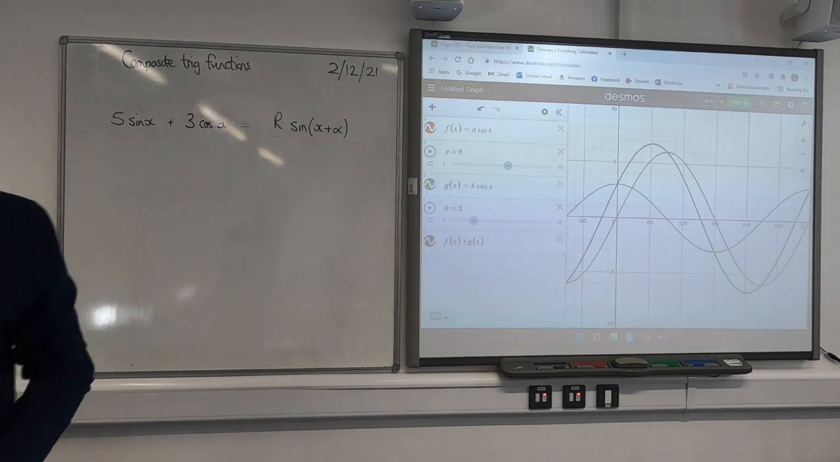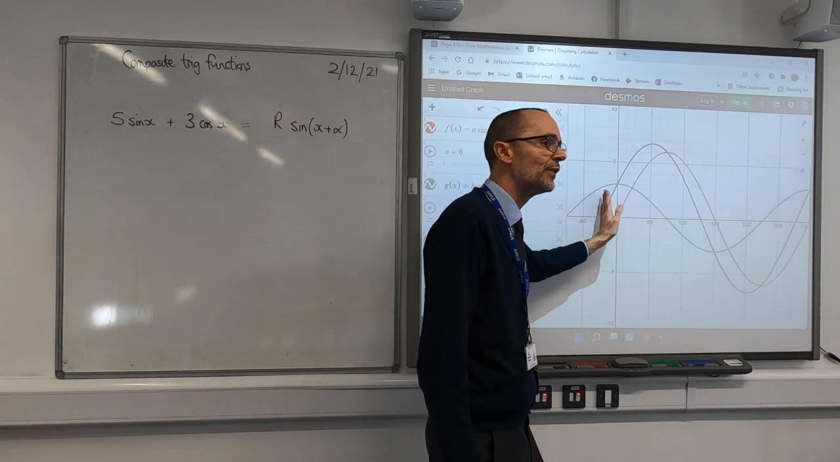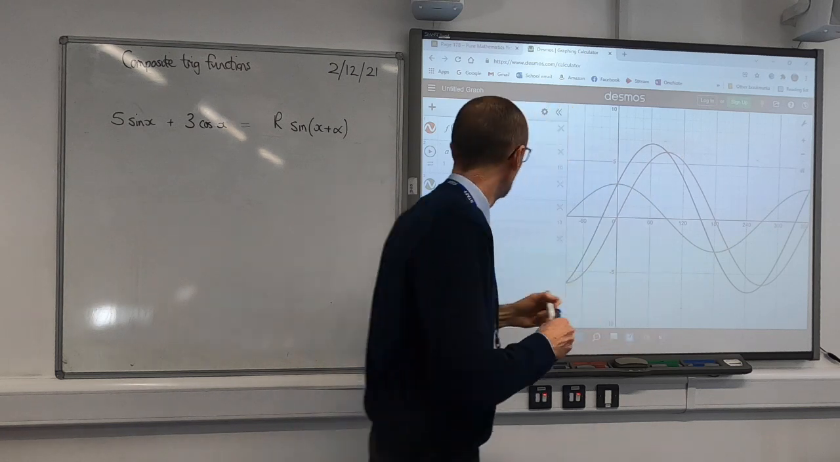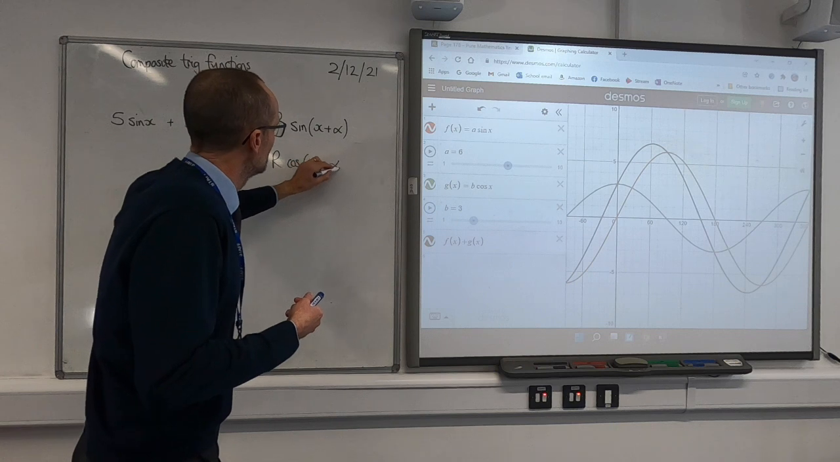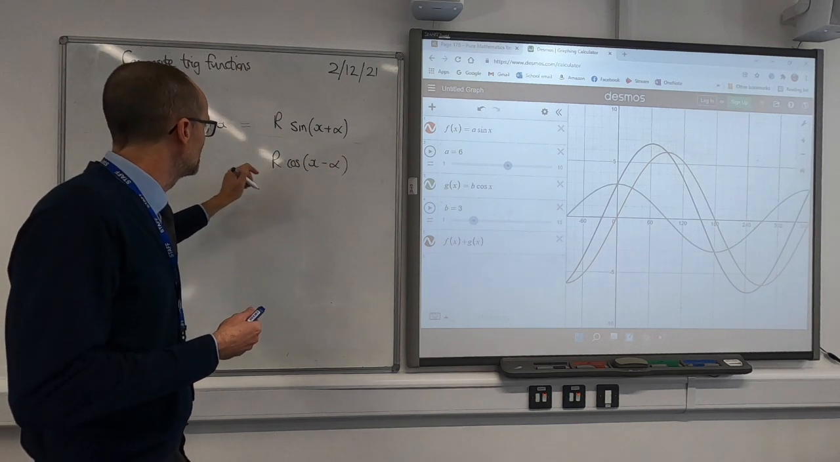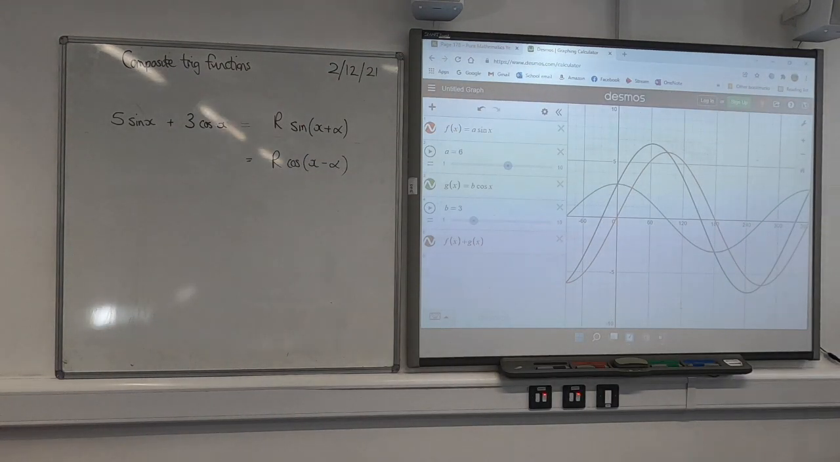And it gets even better, because that black line, I could think of it as the sine curve that's been shifted backwards, but I could think of it as a cos curve that's been shifted forwards. So it could also be written like that. Different value of alpha, same value of r. That's what we're going to do. I can barely wait.